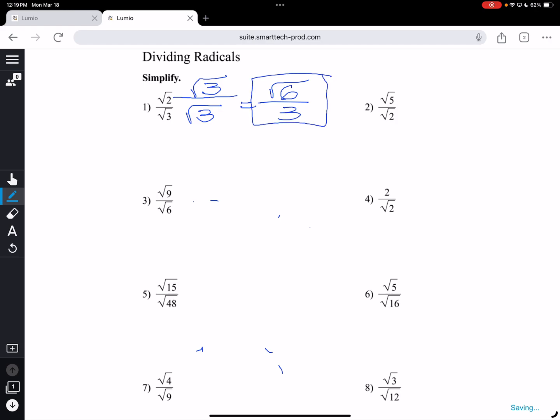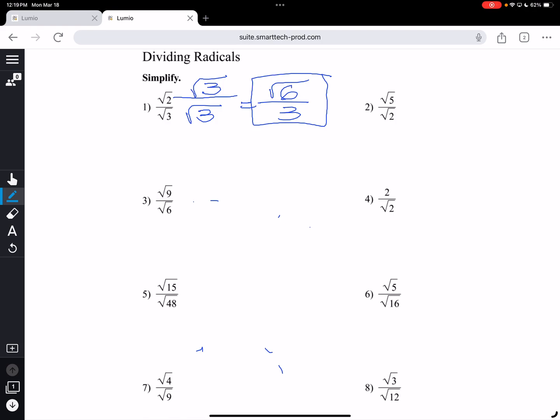I know a lot of times when you see 6 over 3, you think, oh, I've got to simplify. But the 6 is inside the radical, and the 3 is not inside the radical, so they can't participate at all. If we had a number sitting outside the radical 6, maybe it was 9, we could simplify the 9 and the 3, but not the radical 6.